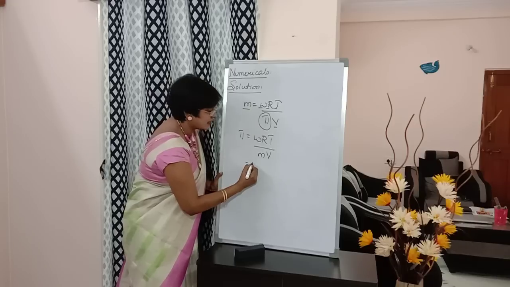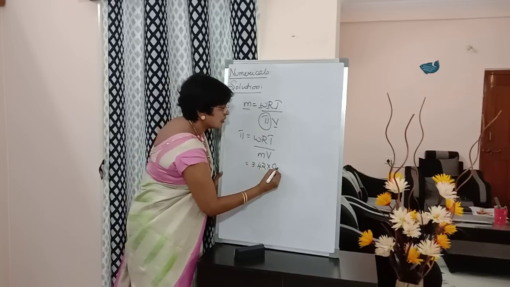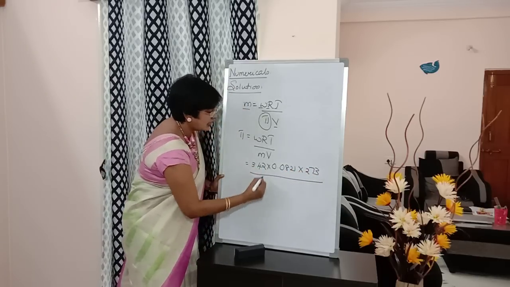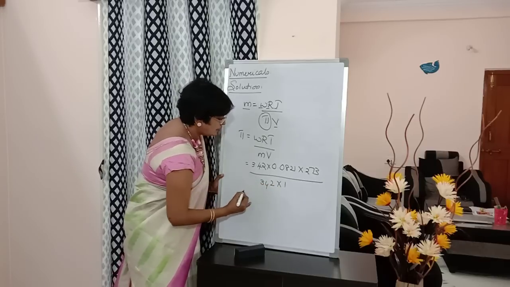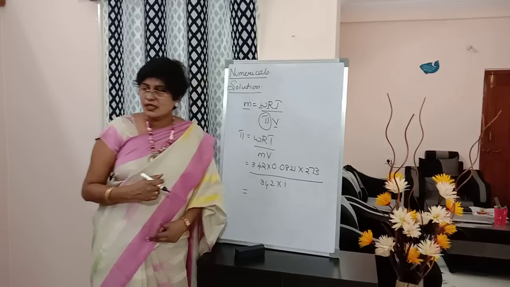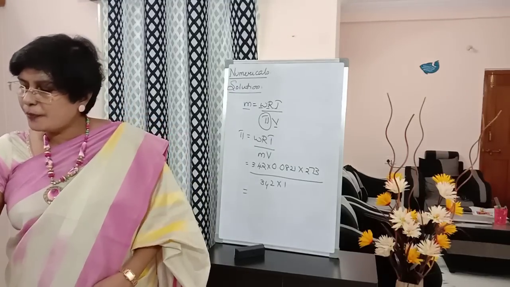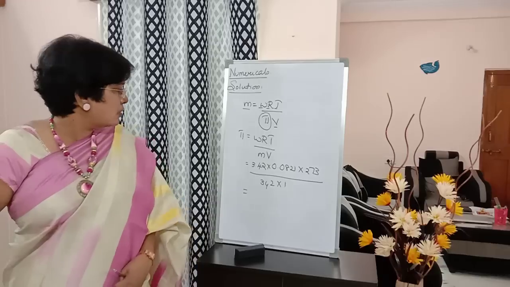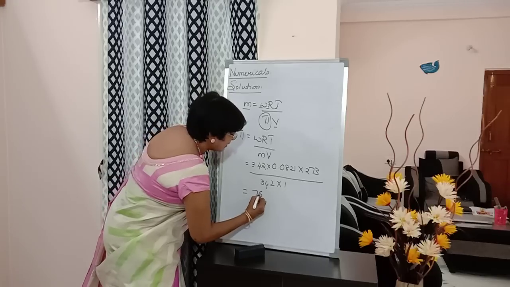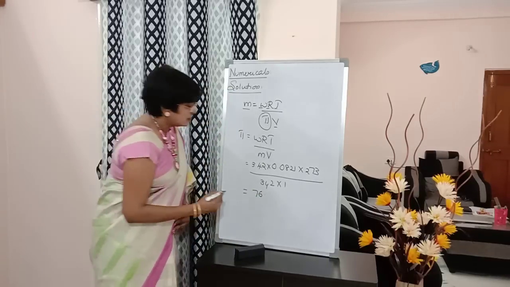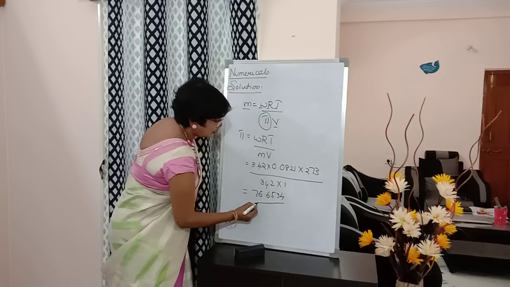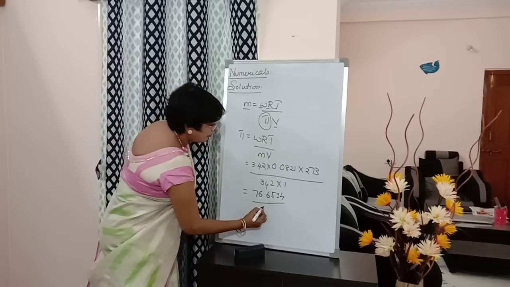So what is W, students? 3.42. R is 0.0821 into 273 divided by M, which is 342 into 1. Multiply all the values in the numerator, students. 3.42 into 0.0821 into 273. How much did you get? So I got it as 76.6534. So something else is also there, students. I am taking only till here. Divided by 342.